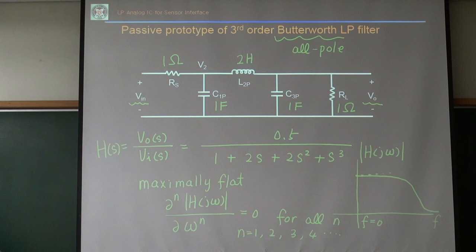In a Chebyshev filter, it's not maximally flat, right? It can be something like that. It has some ripple and then very sharp. That's a Chebyshev. Butterworth has this maximally flat characteristic. So this passive prototype implements that Butterworth characteristic, okay?